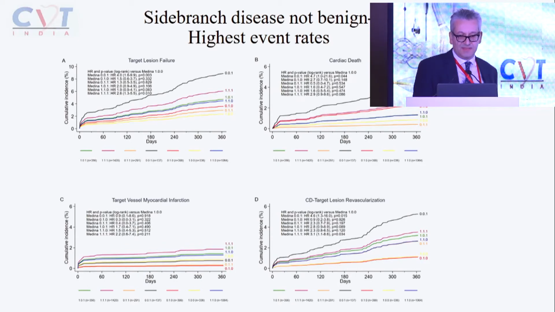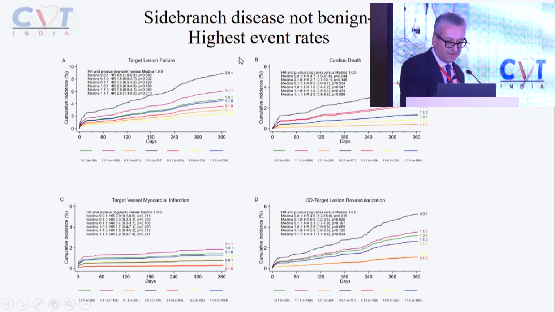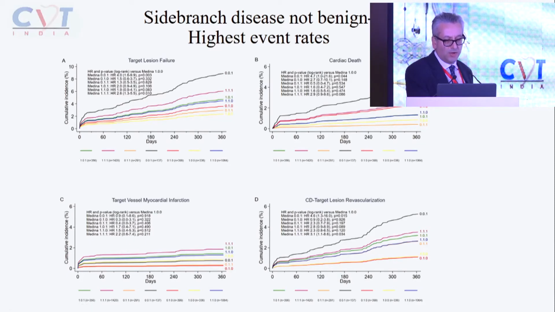And this is really the take-home message. You can see these are Kaplan-Meier plots of all the different Medina distributions of disease. And you can see that the one that has by far the worst outcomes, so a 5-fold increase in the risk of target lesion failure, cardiac death, target vessel MI, and target lesion revascularization are the 001 lesions. So, these are not benign lesions, stenting them. These lesions, if at all possible, avoid stenting them.